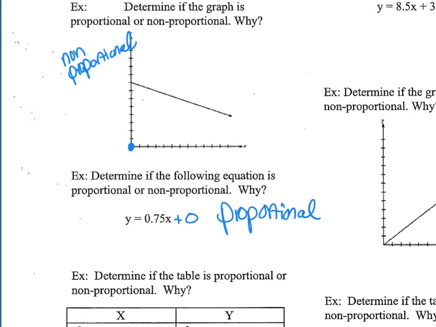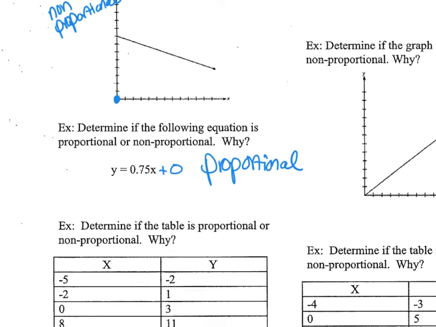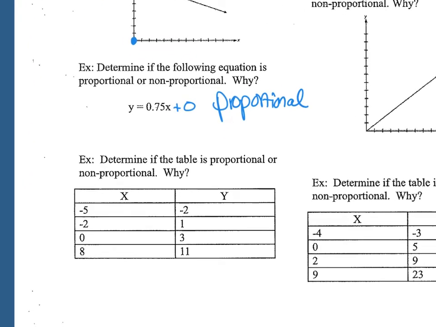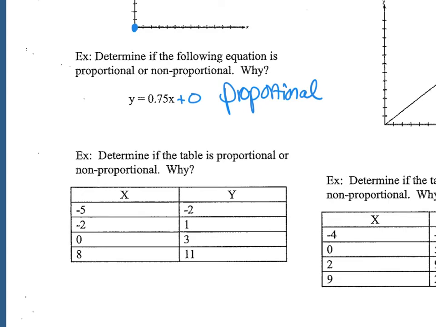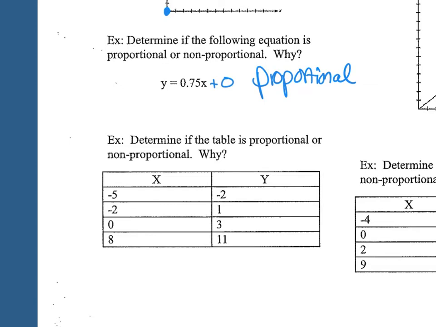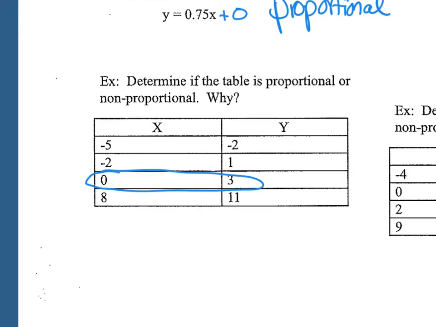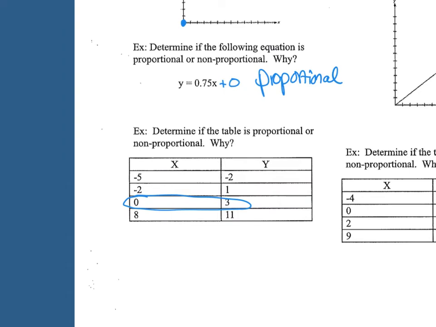And on word problems, when we look at those in a second, that plus something is usually like a fee or an extra charge. Then the next table: determine if the table is proportional or non-proportional. What do we think? Non-proportional, and why do we think it's non-proportional? Good, because when my x value is 0, my y value is something else. If that was 0, then it would be proportional, but since it's 3, it's another number. Non-proportional.